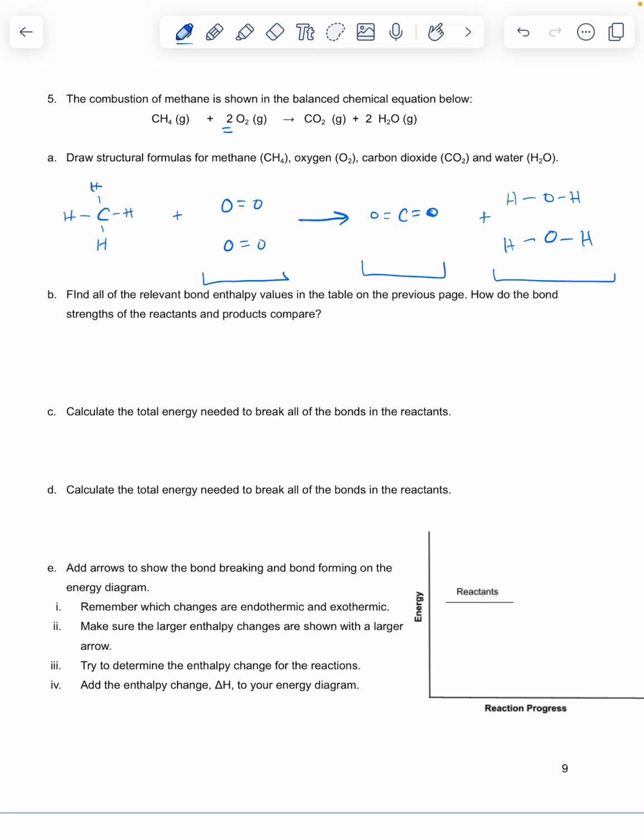Okay, so we've drawn all of those structures. And now we have to find the bond enthalpies. So I can see that in the reactants, I've got C to H bonds, and I've got O to O double bonds. And I've got 4 C to H bonds, and I've got 2 O to O bonds. Then on the right-hand side, I've got C to O double bonds, and I've got O to H bonds. I've got 2 C to O bonds in total. There's 2 in that carbon dioxide. And I have 4 O to H bonds total.